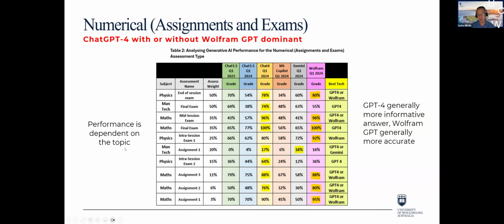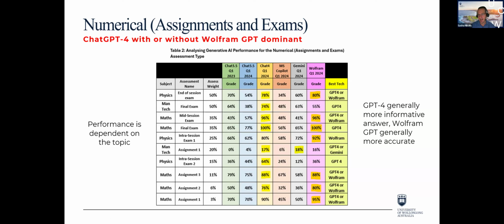And again, I'll refer to this in a future slide. The way to increase performance is via the Wolfram GPT. As you can see, in most cases, the accuracy improves when you're using Wolfram. The disadvantage of Wolfram is it doesn't provide as much information and guidance to the student as using ChatGPT.